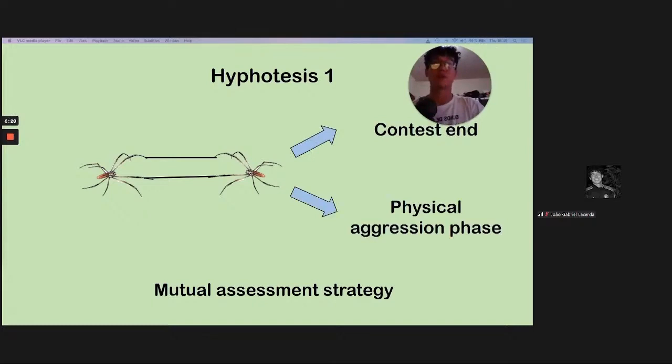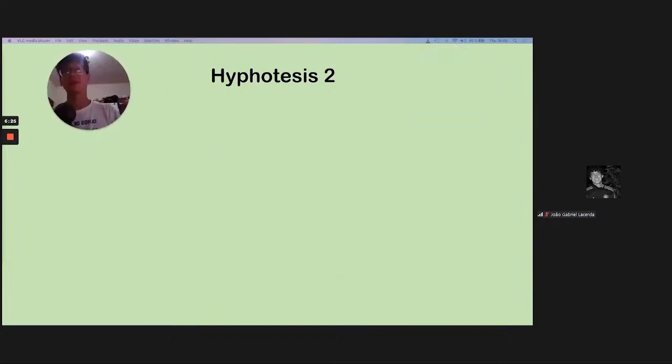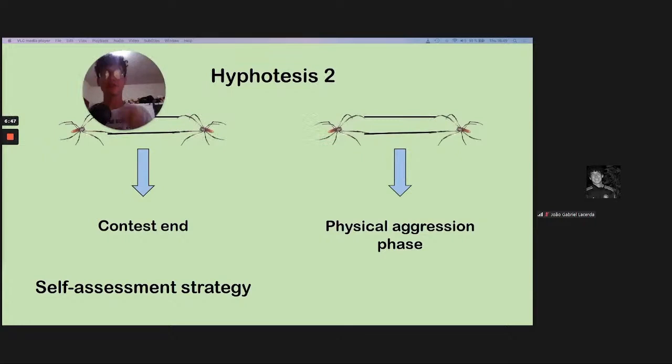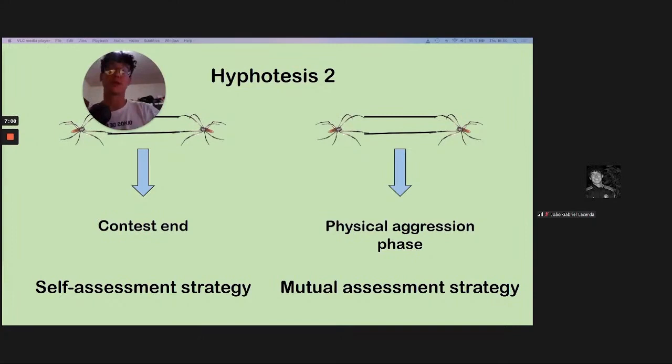On the other hand, we decided to test the possibility that the assessment strategies may vary between individuals. So we separate contests with different outcomes. For contests where the vibration interaction precedes the end of the contest, we expect a self-assessment strategy. On the other hand, if individuals perform this vibration interaction and after that do the physical aggression phase, these individuals may be fighting-capacity matched, can exchange this information and escalate to a different phase. So in this case, individuals will be performing a mutual assessment strategy.